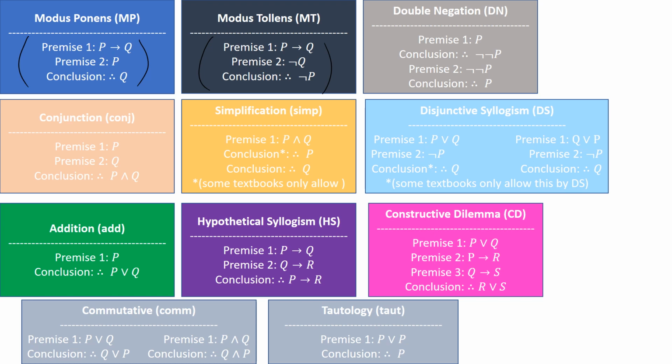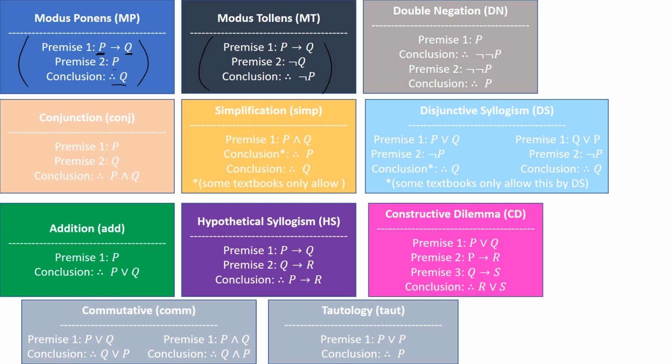Modus Ponens, we have if P then Q. P is the case, therefore we can conclude Q. If it is raining out, then it is cloudy. It is raining out, therefore it is cloudy. P is sufficient for Q. P here is the antecedent, Q here is the consequent.